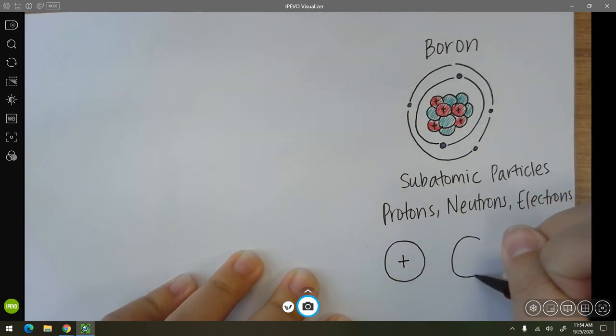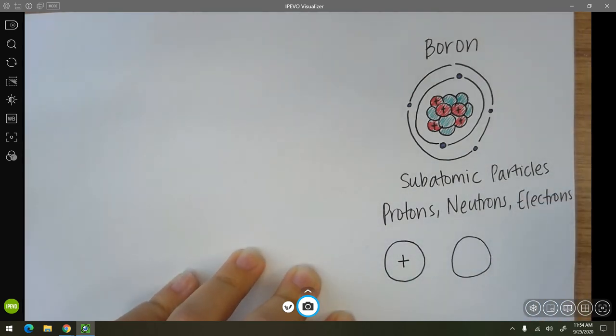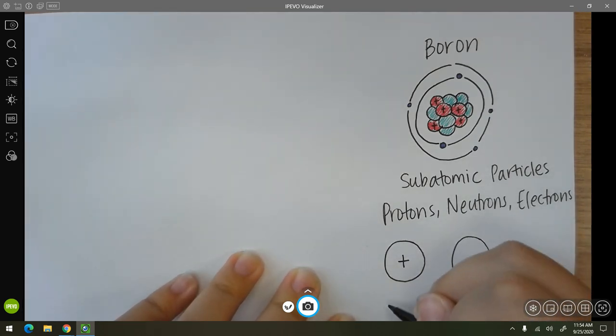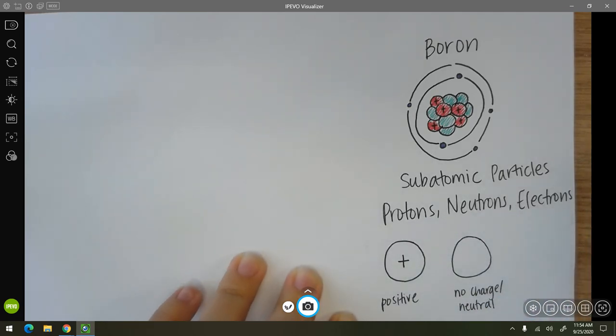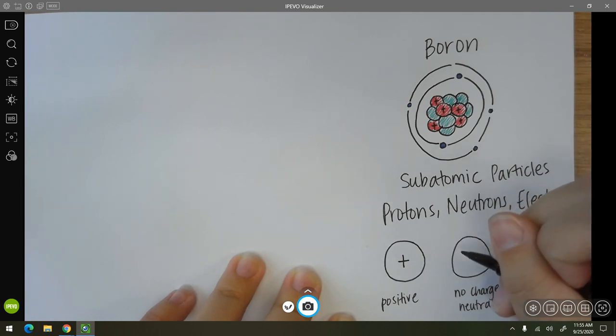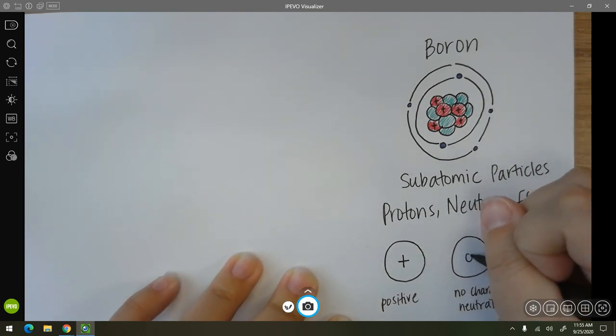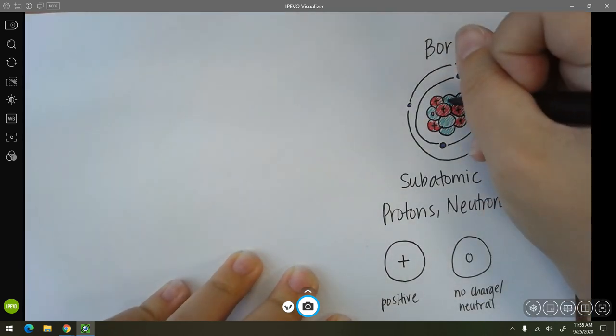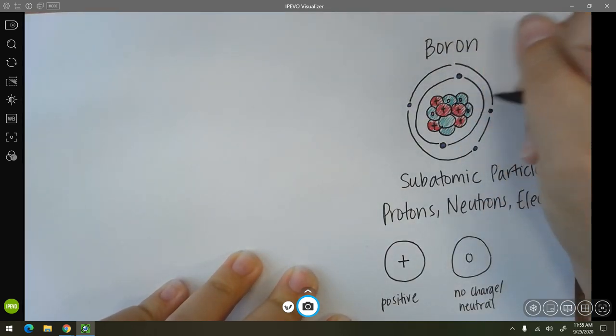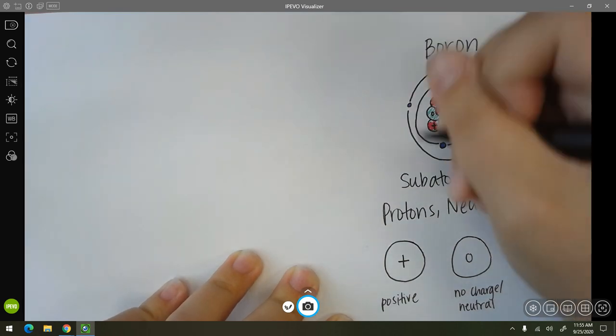Neutrons are again about the same size as protons. And remember, protons are positive. Neutrons have no charge, or you might hear that they're called neutral. So they're pretty similar. You might see that there's just a blank, or you might see that there's a little 0 in there. That just tells you that it has 0 charge or no charge. So let me put my zeros in my green color up here in boron.